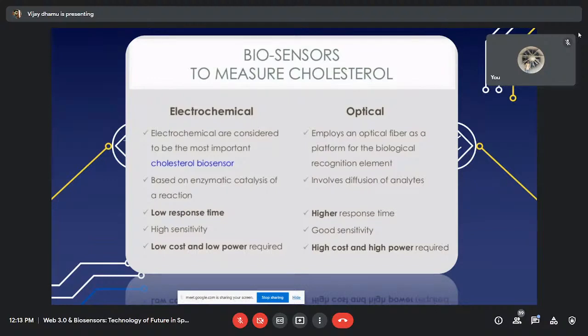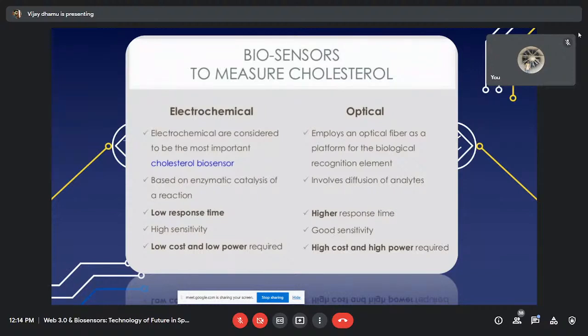In optical, obviously the light is passed through the human body, and how much of the light is being absorbed, based on that, it is determined. And the electrochemical sensors are based on enzymatic catalysis of reaction. In optical, it is diffusion of analytes. Analytes is nothing but the rays.